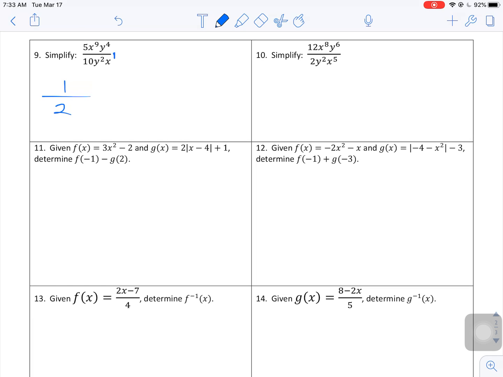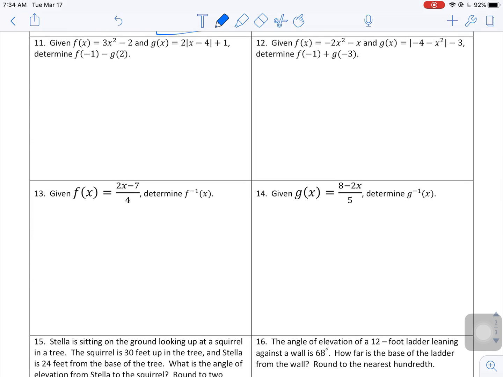Again, be careful. The x's and y's don't line up. So make sure you're matching up the variables. So x to the 9th divided by x is 9 minus the invisible 1, which is x to the 8th. And then on the y's, 4 minus 2 is 2. And I personally would get rid of that 1 in the numerator in my final answer. I won't mark it off if you don't get rid of it, but it's just more simplified to not have the 1 there. Pause the video, try 10.